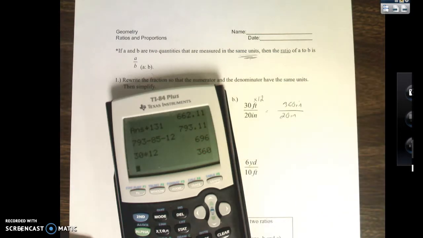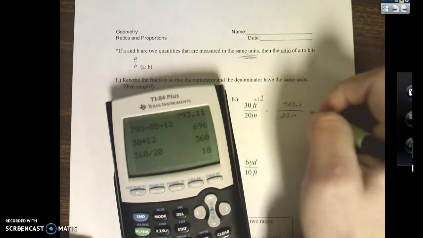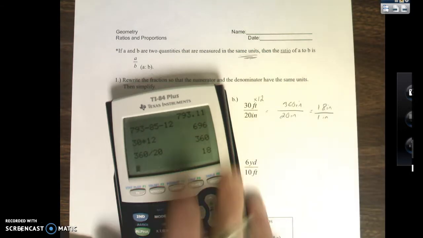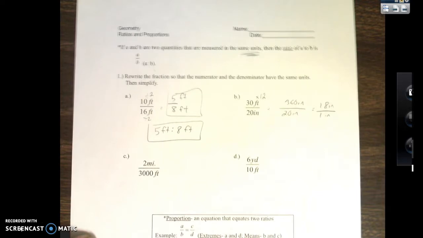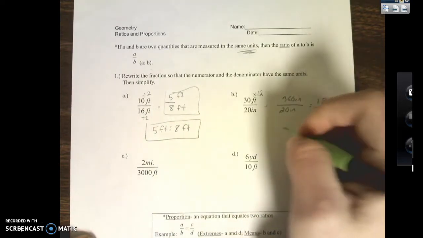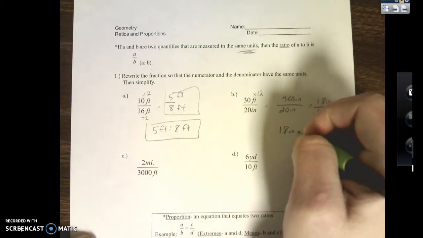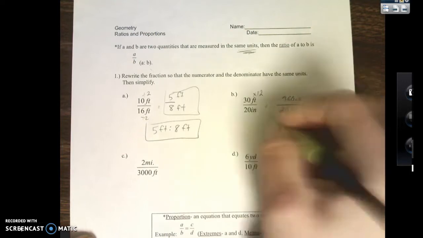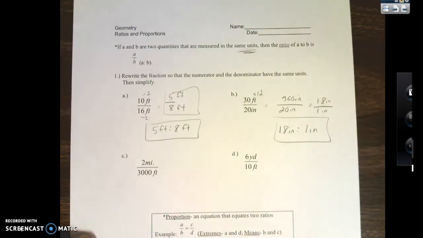Now, I could take my calculator and do 360 divided by 20. In this case, it works out that I have an 18 inch to 1 inch ratio. Now, normally you don't put the 1 inch in the bottom, but when we're writing about ratios, we want to make sure that we include it, especially when we write out this statement. It's an 18 inch to 1 inch ratio. We always want to include units as well.